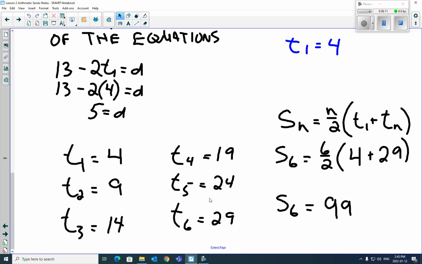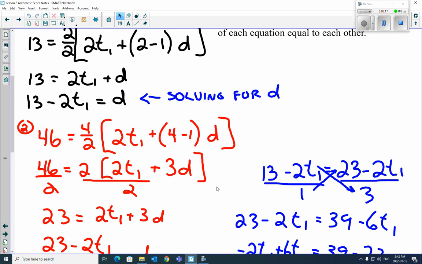And you could double check that. You could add up all these 6 numbers and make sure you get 99. Okay? So that is lesson 2.